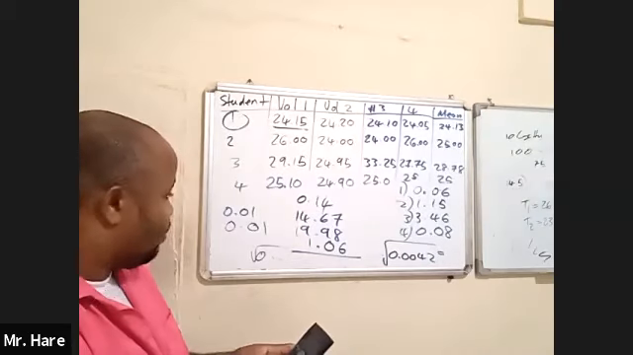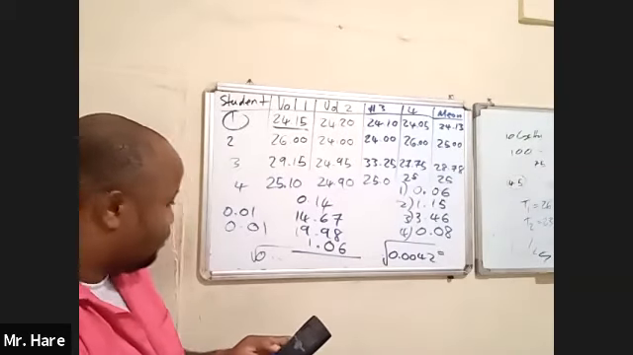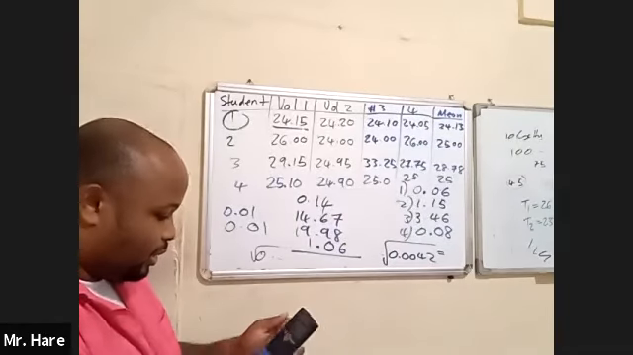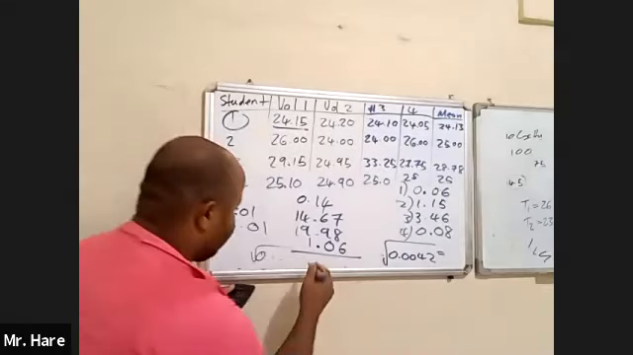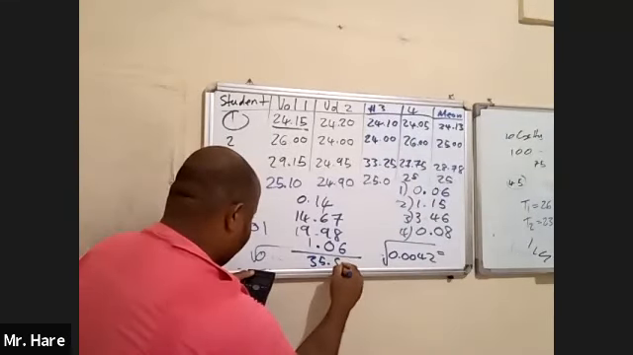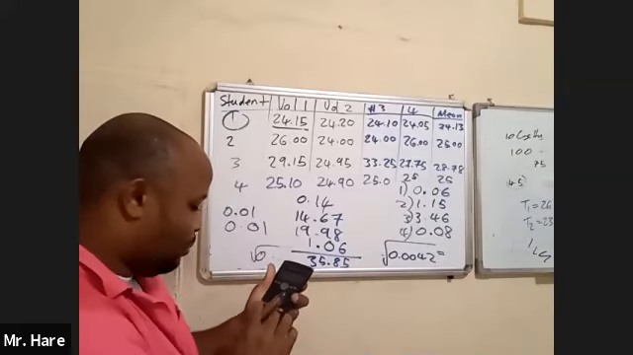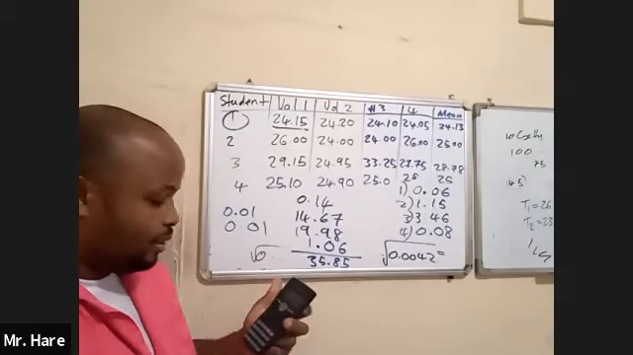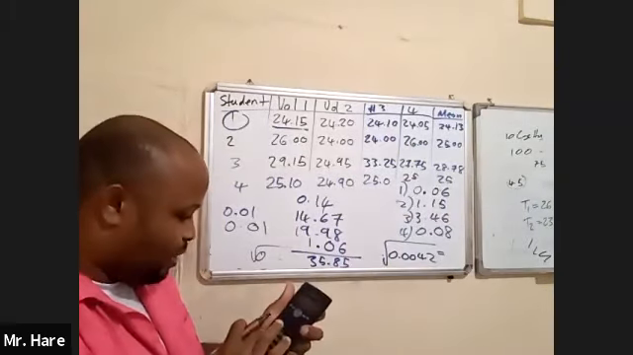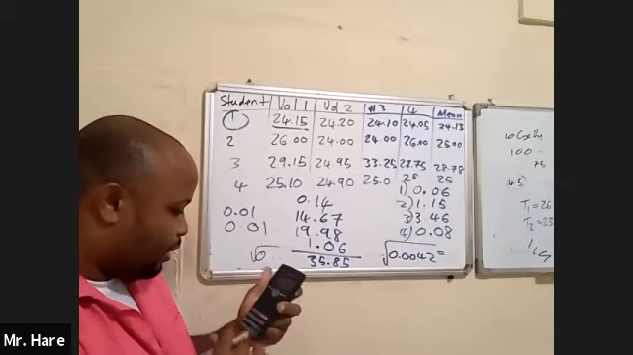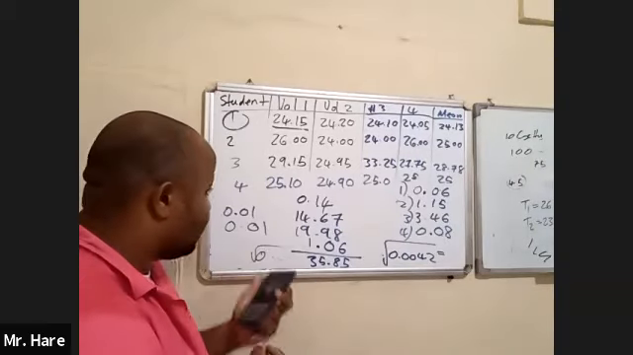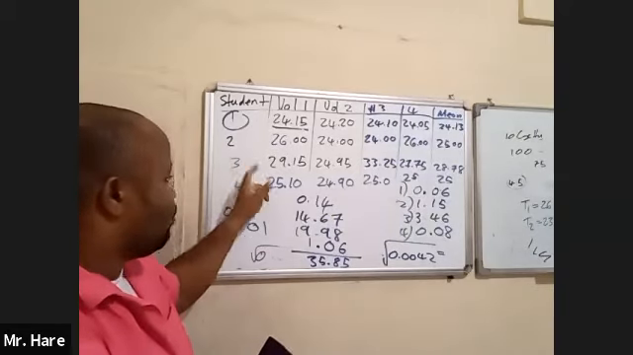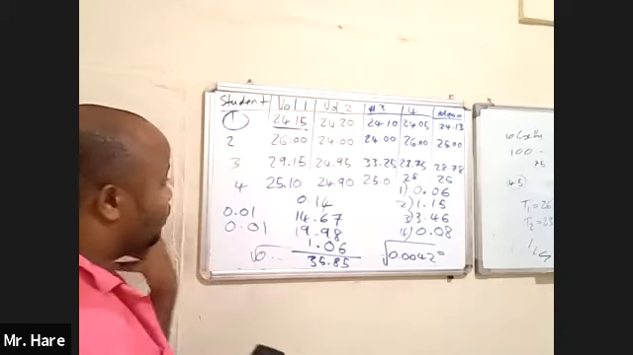All right, so let's add them up now. So 0.14 plus 14.67 plus 19.98 plus 1.06. So I'm getting 35.85. All right. And I'm going to divide it by 3, and I get 11.95. So the square root of 11.95 is 3.46. Right? So the value for this third row is 3.46.